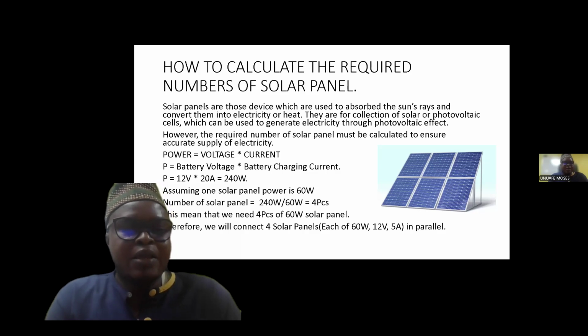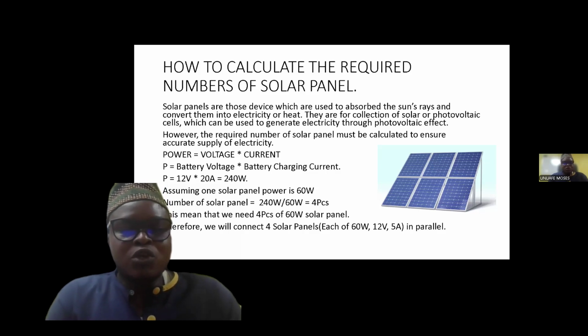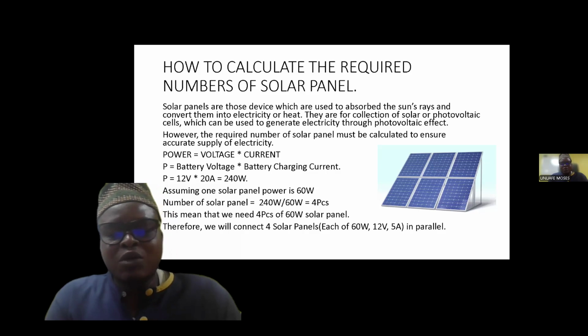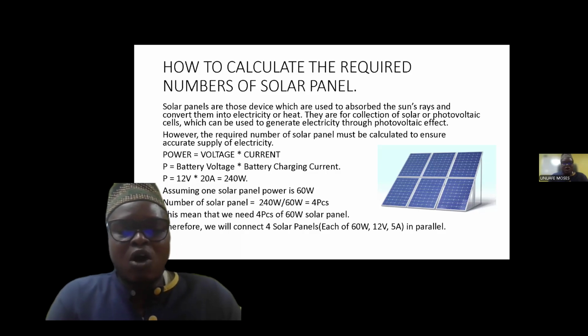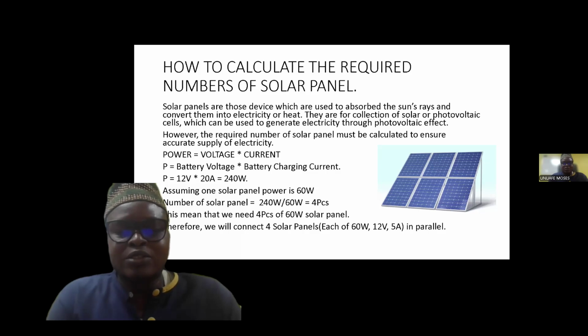Now, the power here is the battery voltage multiplied by the charging current. Now, we assume that we have 12 volts and our charging current is 20 amps for the 2 batteries, which is going to give us 2400 watts. Now, assuming one solar panel's power is 60 watts, and note that solar panels are designed in ratings of 60 watts or 120 watts or more.